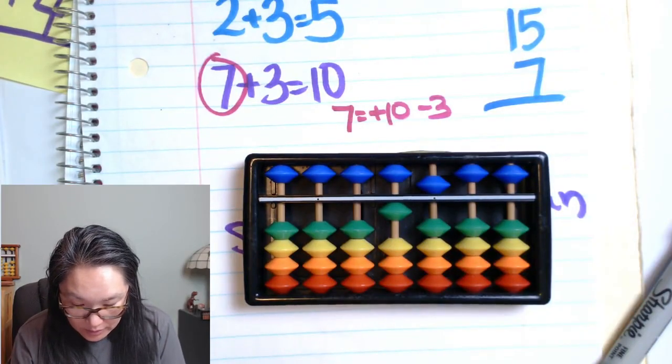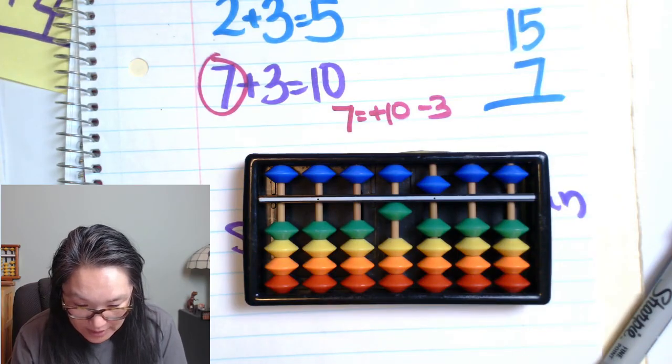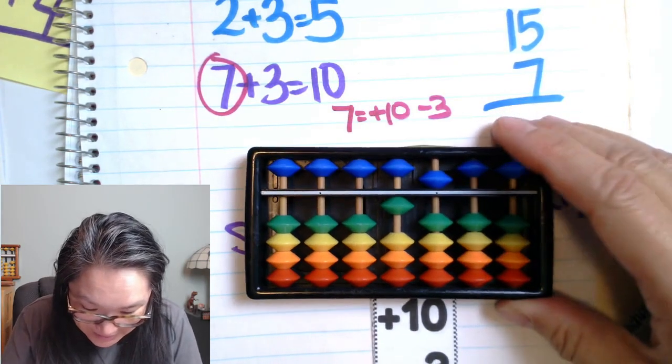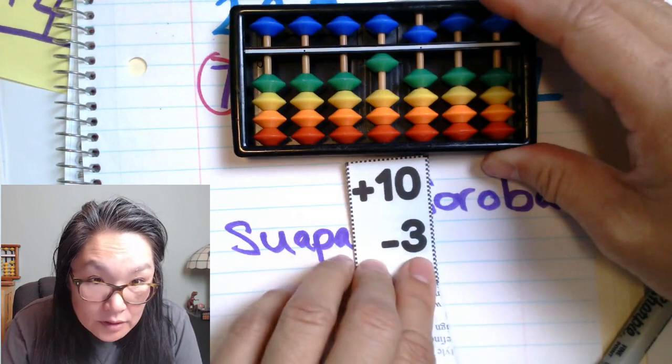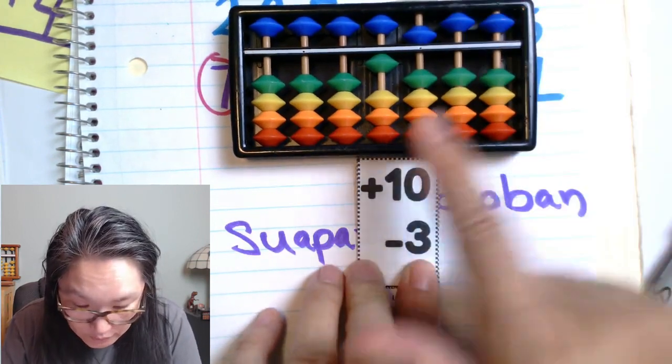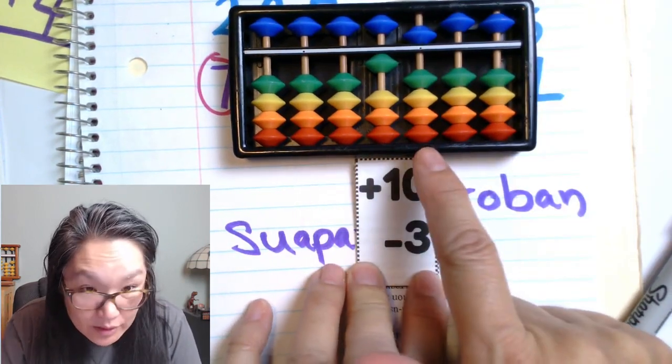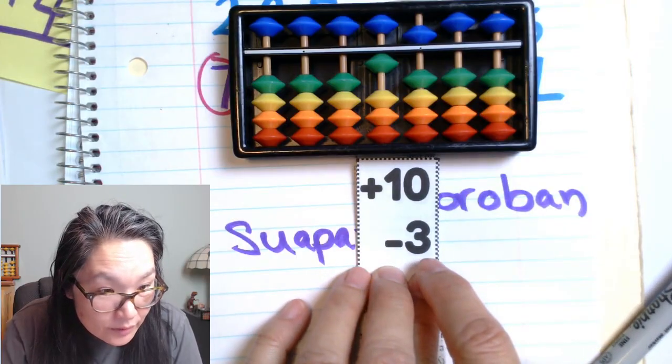So this is what I've got to do. Let's see if this works. I was trying to make something. So what we're going to do is add the 10. That's what we need to do. We're going to add the 10, but we have to take away the 3. Do you see how I have to take away the 3?